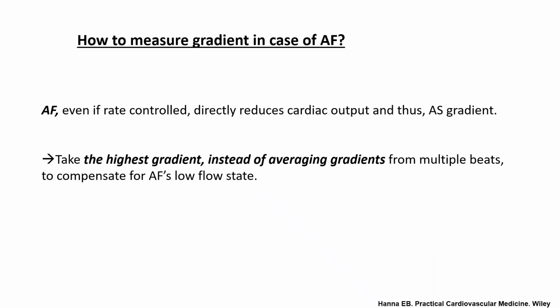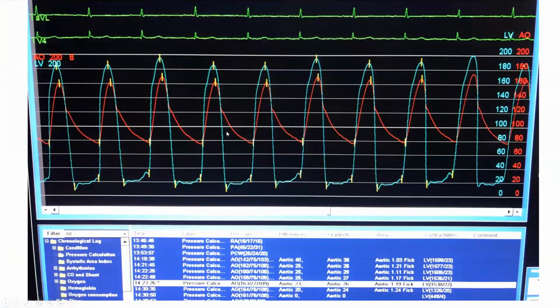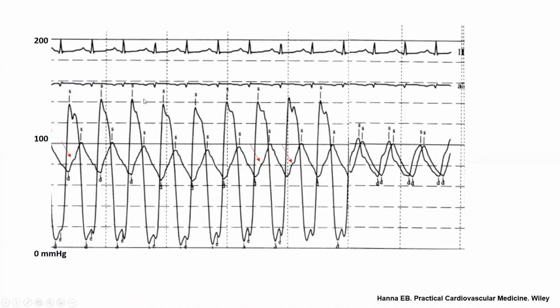I'll skip to two other important ideas here. Atrial fibrillation. I love this topic. Atrial fibrillation complicates everything in cardiology, but it also makes everything so much more interesting. So how do you measure gradient in atrial fibrillation? Unfortunately, I don't have a picture of it. In atrial fibrillation, you will have beat to beat variability of that gradient. So the gradient is this much in one beat.